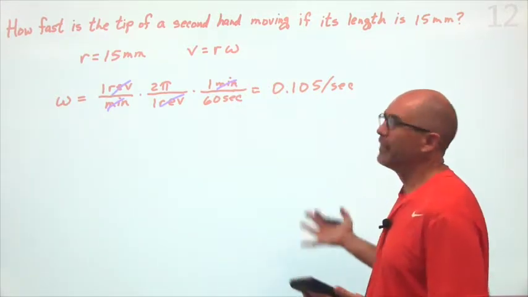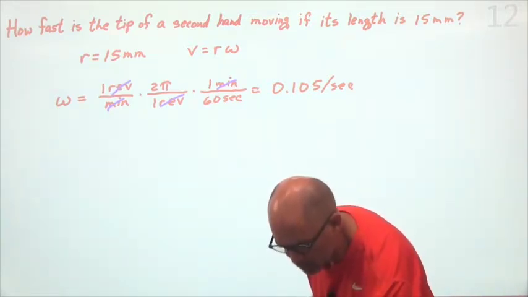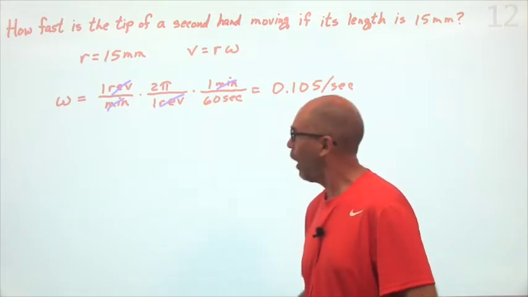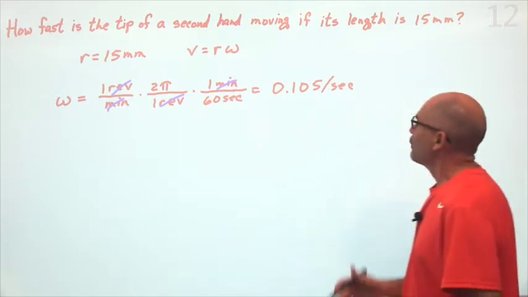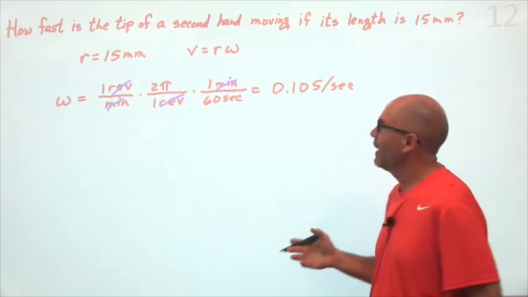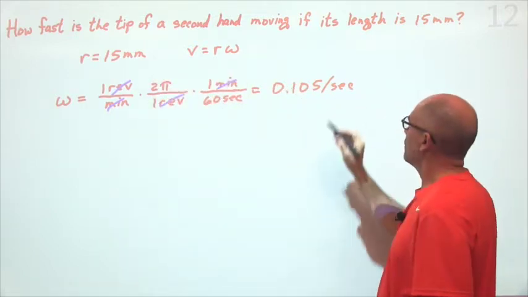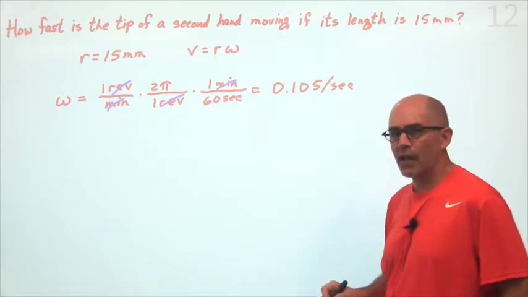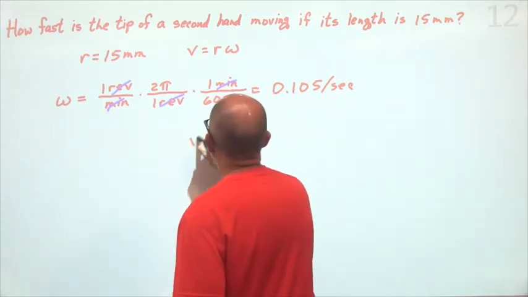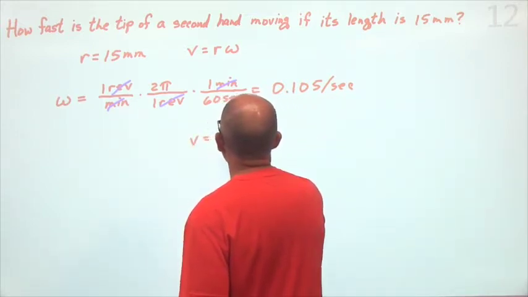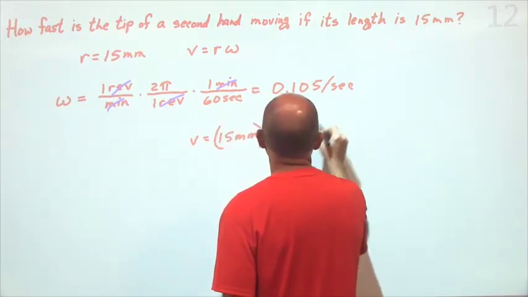All right, now, we know that V equals r omega. Now let's say we forgot that formula. We forgot that formula? Okay, we forgot the formula, let's just say, hypothetically. All you have to do is say, well, I've got millimeters and I've got per second. What should I do to get velocity? Well, I want millimeters per second, so I just multiply those. So it's just going to be velocity equals 15 millimeters times 0.105 per second.